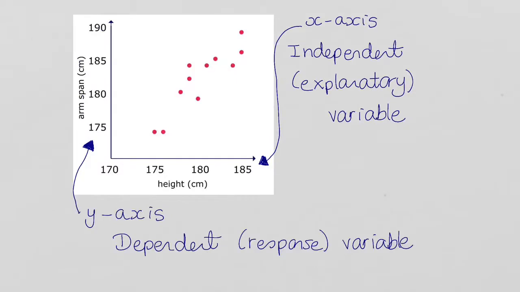There's a couple of words here that you might not have seen before. So we've got our scatter graph here. The x-axis is referred to as the independent or the explanatory variable. And on the y-axis, we use the word dependent or response. So this axis is usually dependent upon the x-axis. So the arm span here depends upon the height.